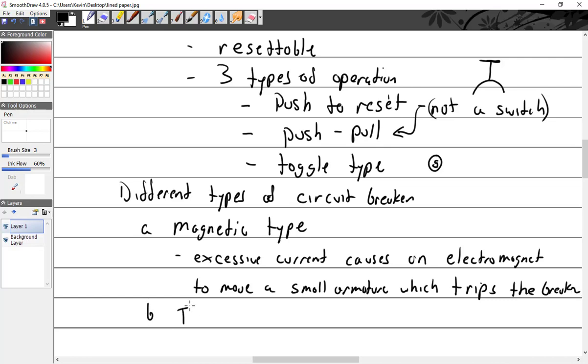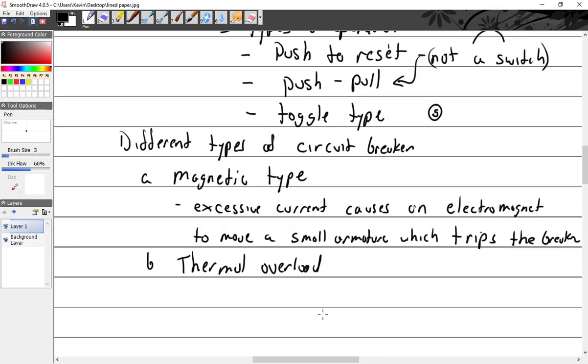There's the thermal type. This has a bimetallic strip. What do you think that means? Two dissimilar metals. There you go, bi meaning two, metallic meaning metals. The metals are laminated together, and as they heat up, they warp. One expands at a different rate than the other. When it warps, it moves the switch inside.